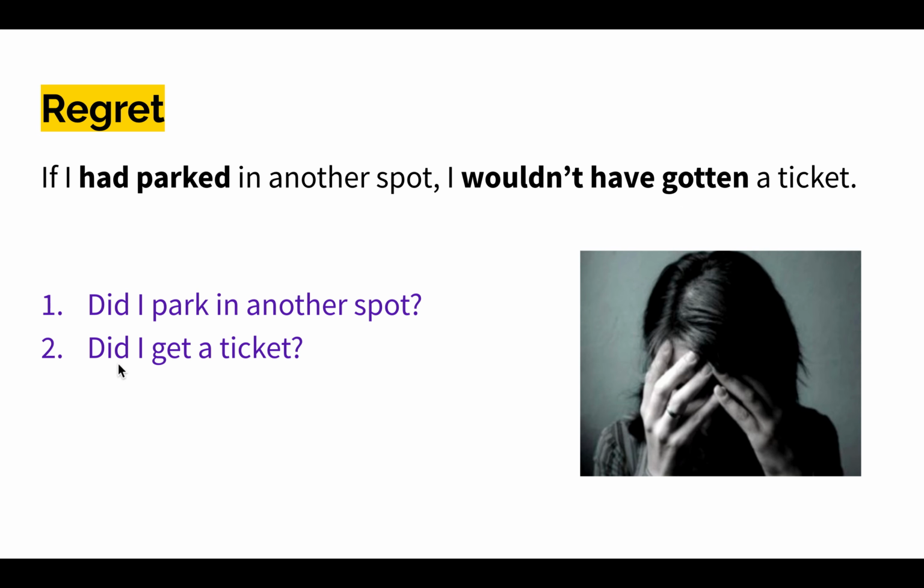Now, the questions in purple ask you about the truth. What is the truth? Did I park in another spot? No, I parked in the reserved spot. And did I get a ticket? Yes, I got a ticket. Notice that the imaginary situation, if this one is positive, the reality is negative. Did I park in another spot? No, but this one is positive. And this one here has not, so it's negative, but the reality, did I get a ticket? Yes, is positive. So it's always the opposite, which makes it very confusing, I think.